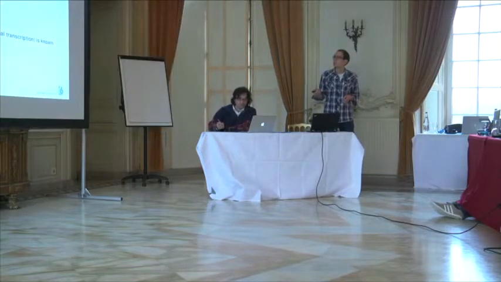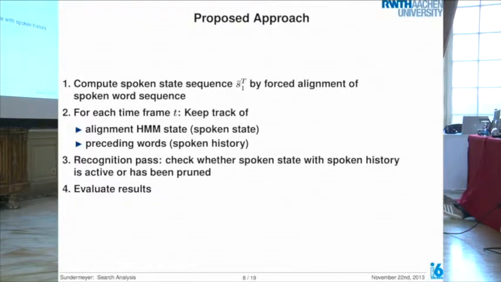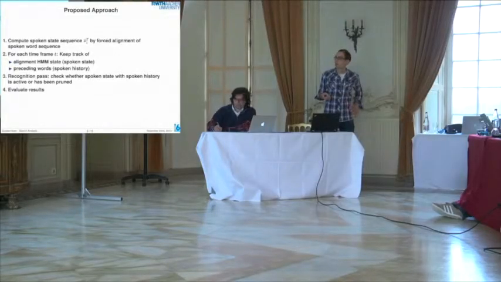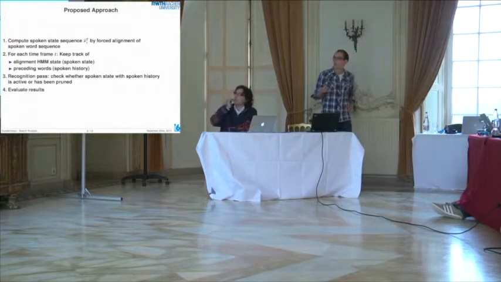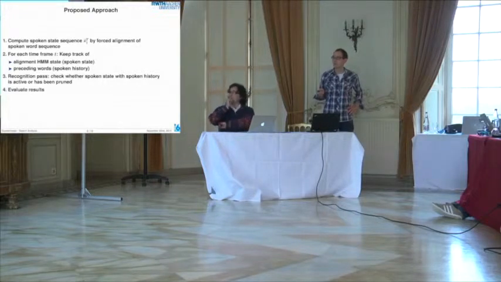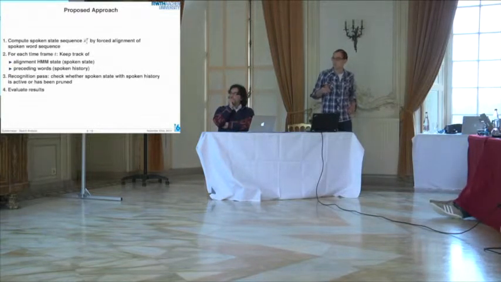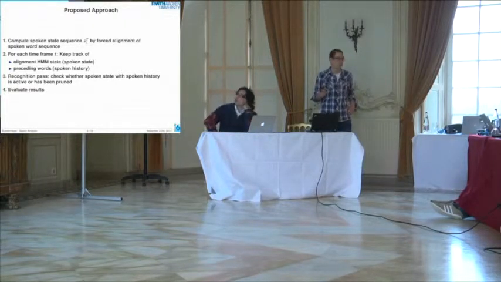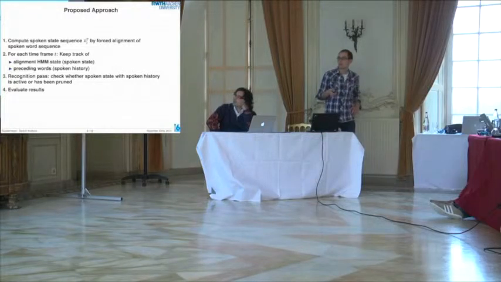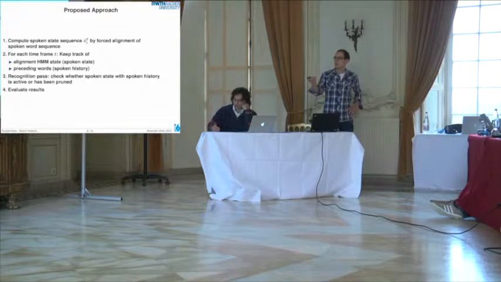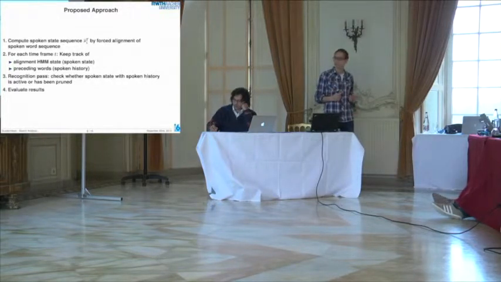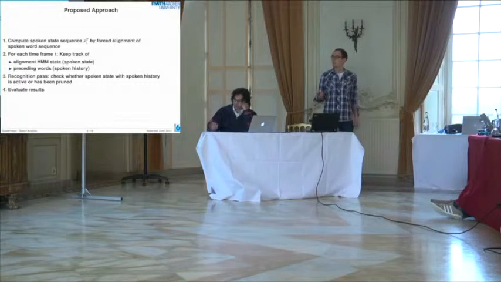And with this definition, we actually come to the following proposed approach. So the first step is that we compute the spoken state sequence S bar from 1 up to capital T by a forced alignment of the spoken word sequence. So this also defines the spoken state sequence in terms of the spoken word sequence. And then what we do is we keep track for each time frame of first the alignment HMM state, which is kind of the spoken state, and then also the preceding words, which is important because this identifies the language model history that is later then used in the search. And this means that in the recognition path, we will keep track of this information, and especially whether the spoken state and whether the spoken history has been pruned or not. And then we can do some statistics and eventually evaluate the results. And this we will see in the experimental results.